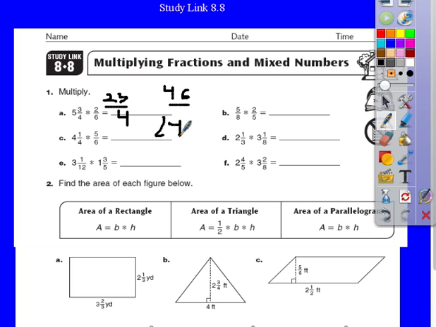B, multiplying straight across. 5 times 2 is 10. 8 times 5 is 40. And a neat trick whenever you have zeros, an easy way to simplify is just get rid of them. They can each be divided by 10. So 10/40ths is equal to 1/4.